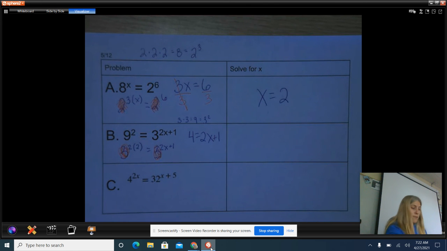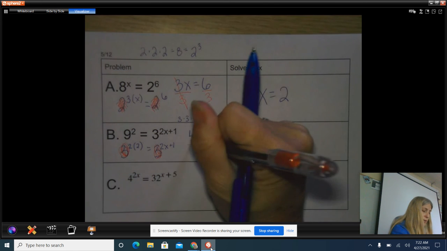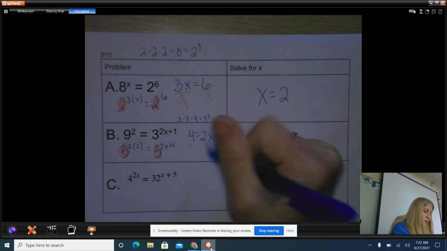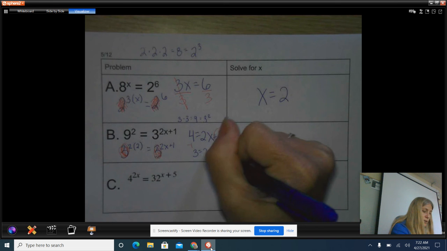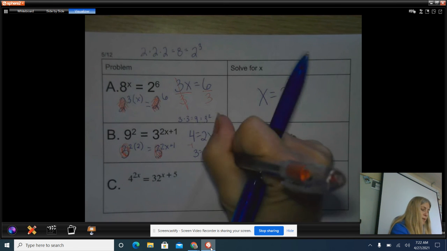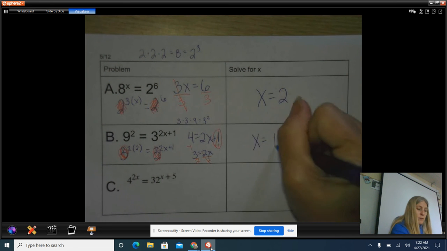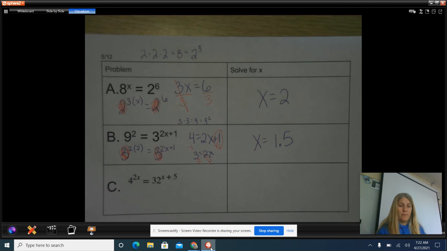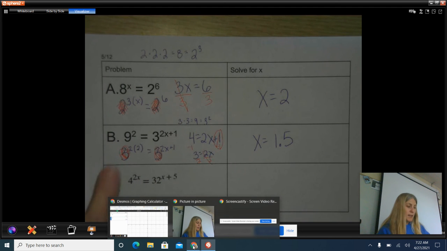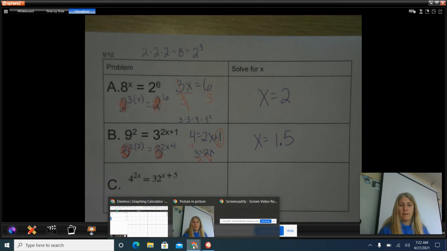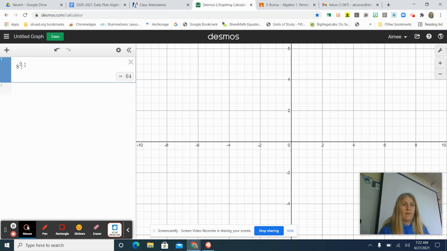And now we're just going to solve for x. Subtract 1 from both sides, and I have 3 is equal to 2x. Divide both sides by 2, and x is equal to 3 halves, or 1.5. So let's go ahead and check. We're going to plug once again 1.5 in for x. And we want that to be equivalent to 9 squared. So we have 9 squared, which of course is 9 times 9, which is 81.